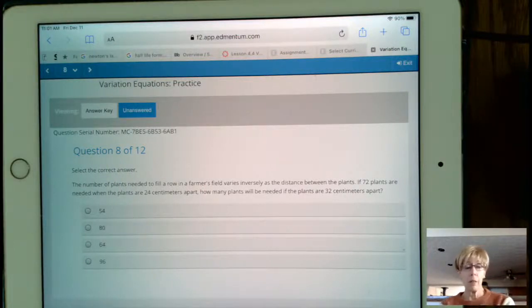The number of plants needed to fill a row in a farmer's field varies inversely. If 72 plants are needed when the plants are 24 centimeters apart, how many plants will be needed if the plants are 32 centimeters apart? Again, watch out. Do you have varies directly or varies inversely right now?